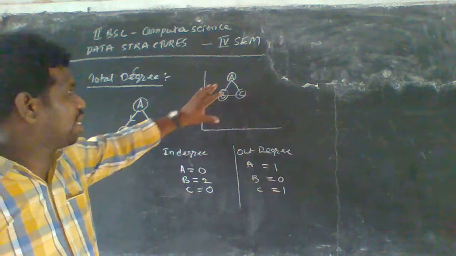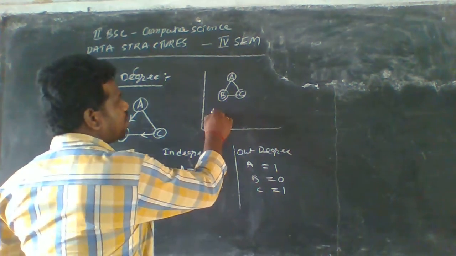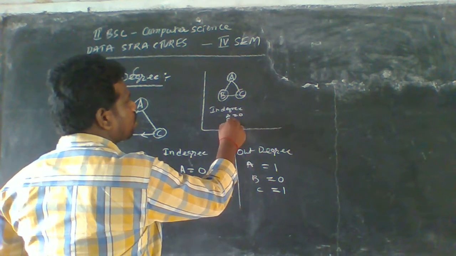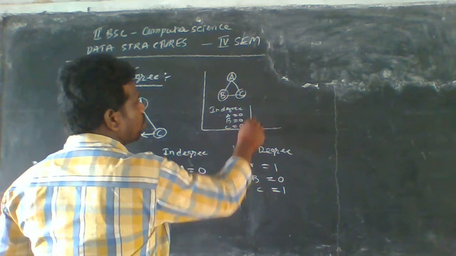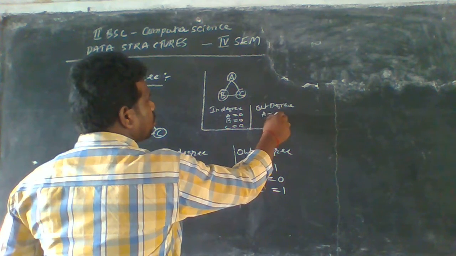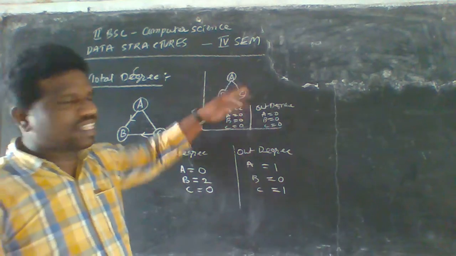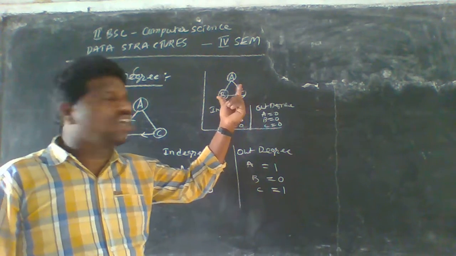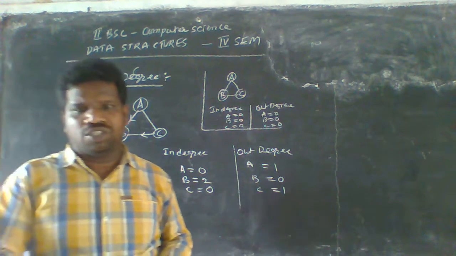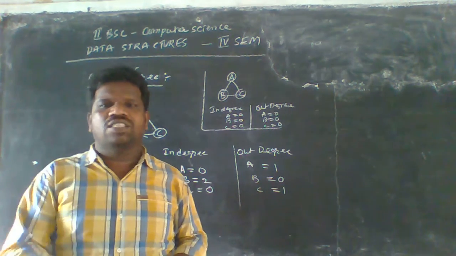So while using this diagram for total degree, for in degrees, A is equal to 0, B is equal to 0, C is equal to 0. Out degrees are also counted like this: A is equal to 0, B equal to 0, C is equal to 0. Because it does not contain any directed edge here. So all these nodes are connecting to each other using undirected edges. While counting the total degrees, specifying the direction is a must.